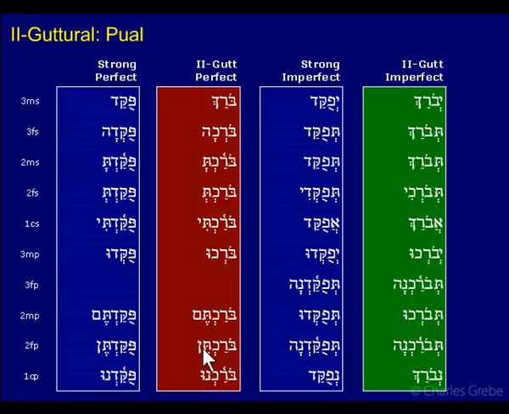Okay, and lastly, we'll do our comparison like we normally do. So here's our strong perfect 3ms for the pual, pukad, right? And then over here we have borach. So this is the second guttural, the resh, you can't double it, and so the U lengthens to an O, just as we would expect. And over here we have the strong one, yefukad. So we have doubling there, you can see it, and we have an U. We can't double the resh, and so the U becomes an O. So yefukad becomes yevorach. And there you have the pual in the second guttural. Compensatory lengthening or implied doubling.